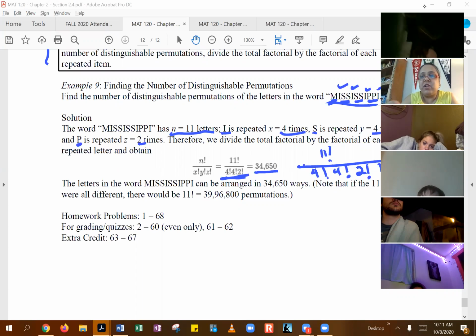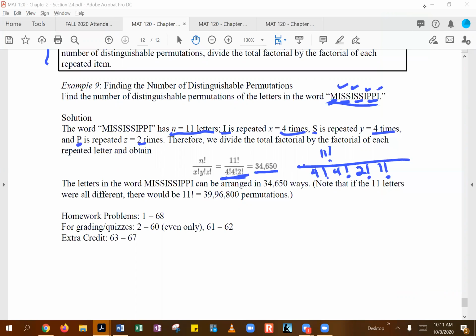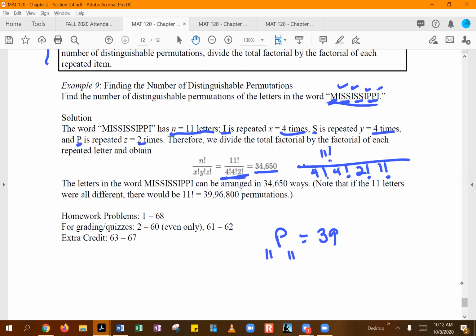Now, if you did not use this calculation, the permutation for the identical items, and if you just did 11 out of 11 letters like we showed before, if you check your permutation calculation for that, you will see you get a much larger number if you just did 11 letters out of 11 letters, not taking into consideration all the different repetitions that we have there.